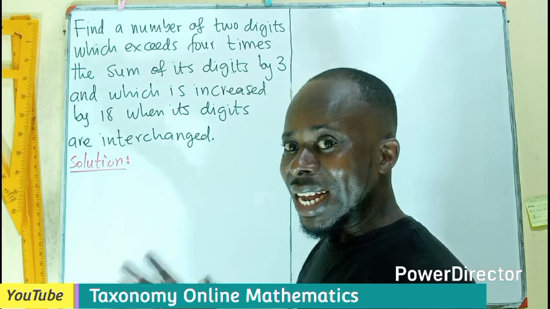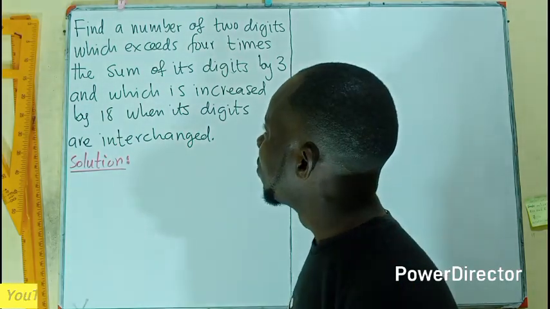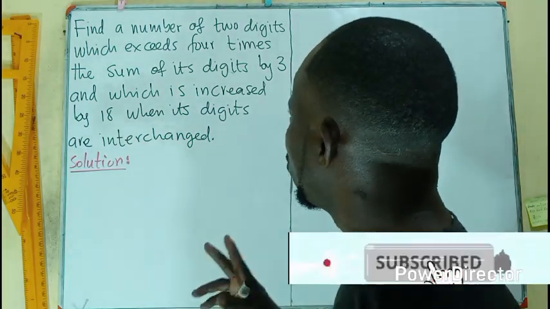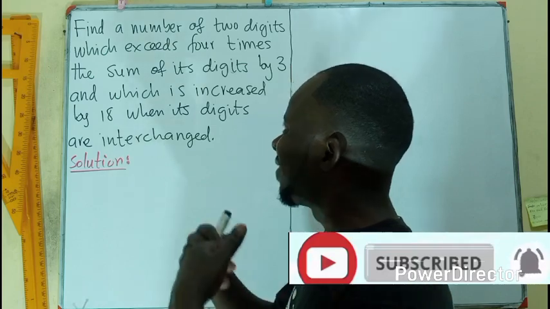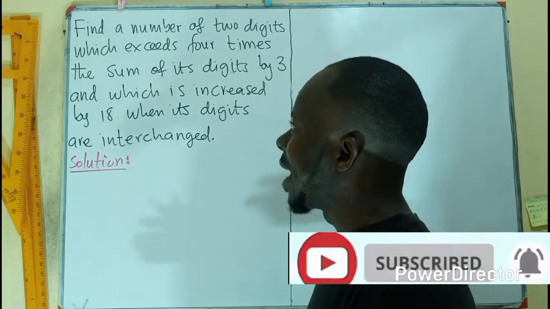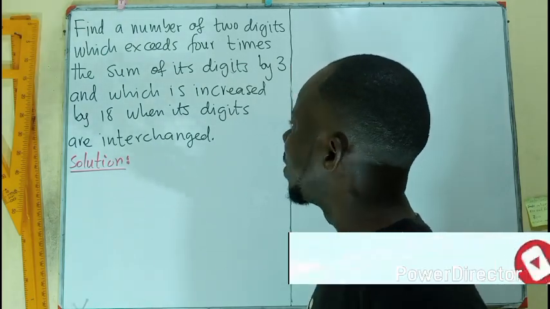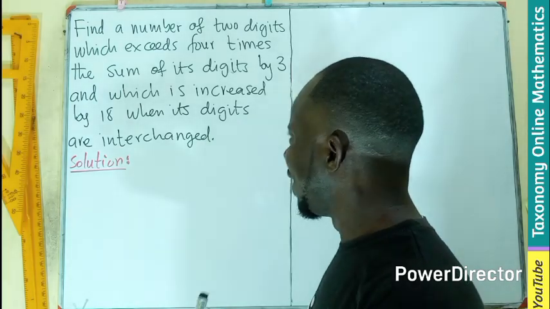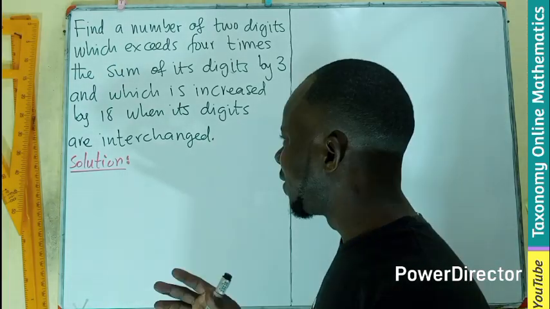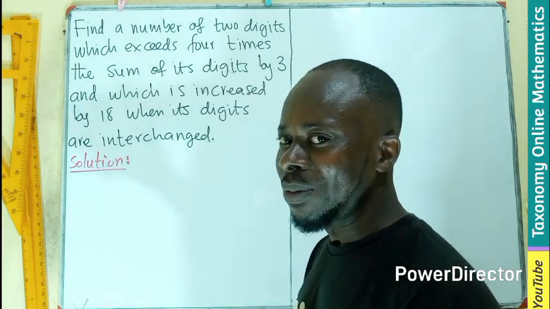Let's read together and go through it together. Find a number of two digits which exceeds 4 times the sum of its digits by 3 and which is increased by 18 when the digits are interchanged.